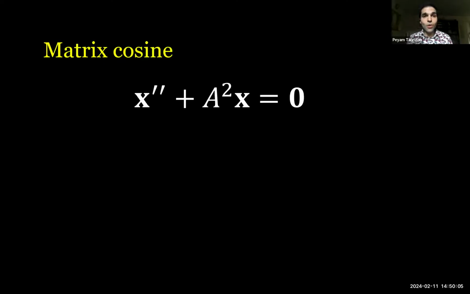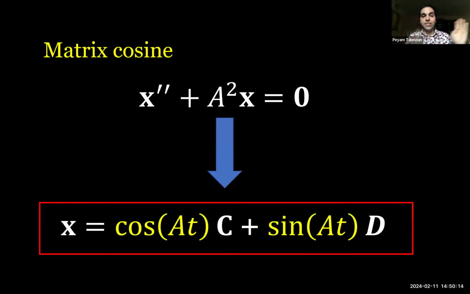Right. But I do want to mention, if you do want to generalize this to complex numbers, there is something called matrix cosine and sine, and you can actually check that x has this form as well.